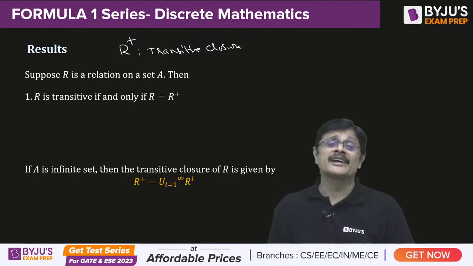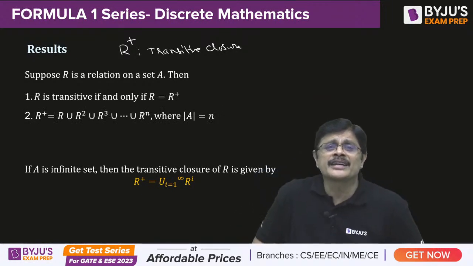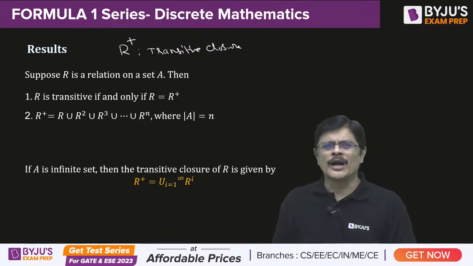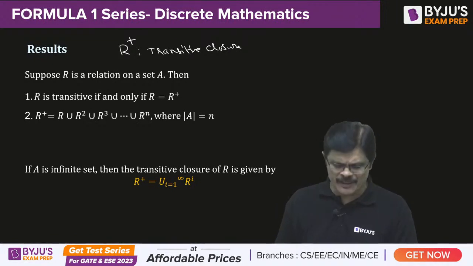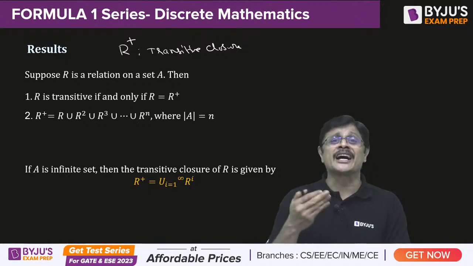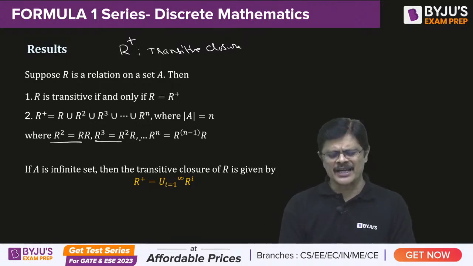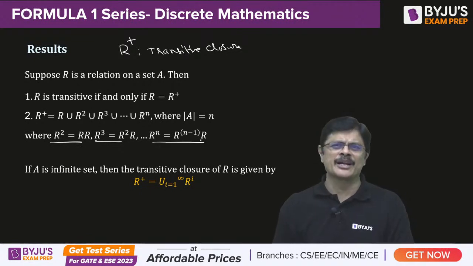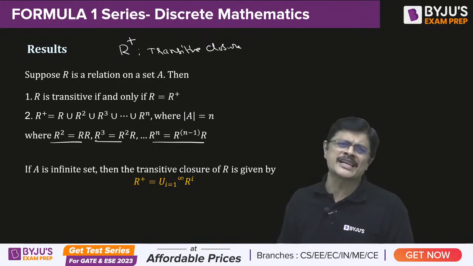Generally, checking whether R is transitive takes a long time, my dear friends. It's very difficult. So what people do is they find the transitive closure. If the transitive closure is the same as the relation, then R is transitive. And how to find transitive closure, sir? You have to take R union with R square. R square means RR. R cube means R square R. R power n is R power n minus 1 R. Taking the union of all those gives you the transitive closure.